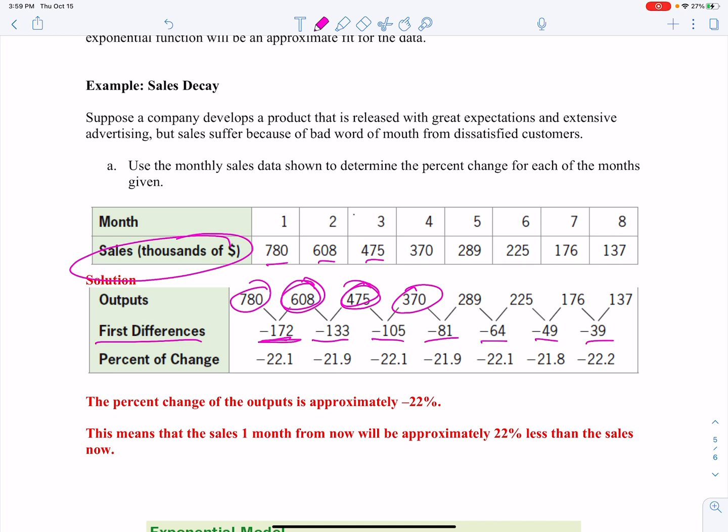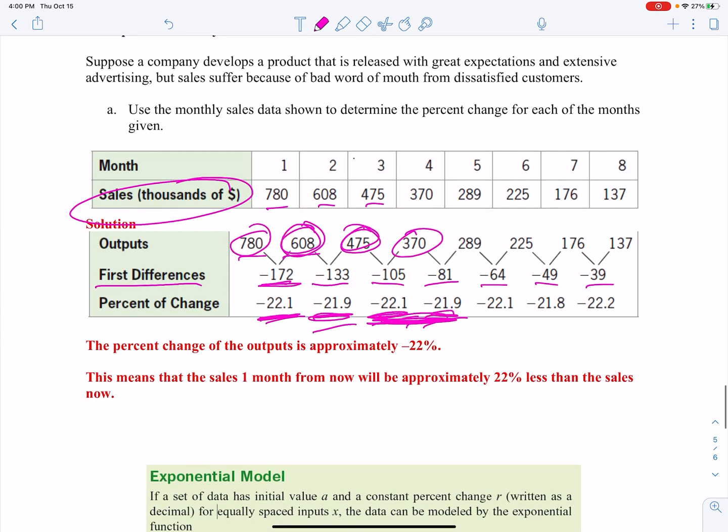Now what we do is we calculate the percent of change. How much did it change from 780 to 608? And we notice it went down by 22.1%. For the second month, sales went down 21.9%. Third month, fourth month, etc. Notice what's happening: 22.1, 21.9, 22.1, 21.9. These two numbers are very close together, right? So the percentage change is approximately 22%.